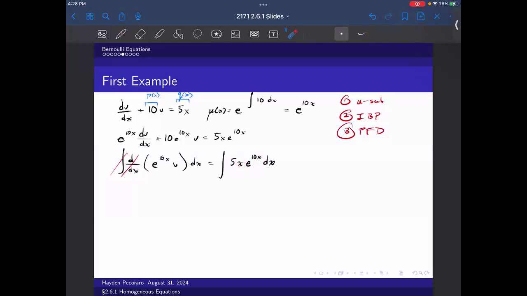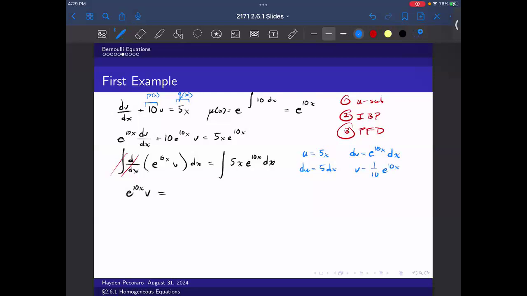Okay, so let's do that. On the left side, e to the 10x times v. On the right side, we need our integration by parts formula. Let's do it explicitly here. What's u? 5x, the thing that we're going to differentiate out. So du is 5 dx. That leaves what for dv? e to the 10x dx. Don't forget that part. What's the antiderivative of this? Yeah, 1/10 of it.